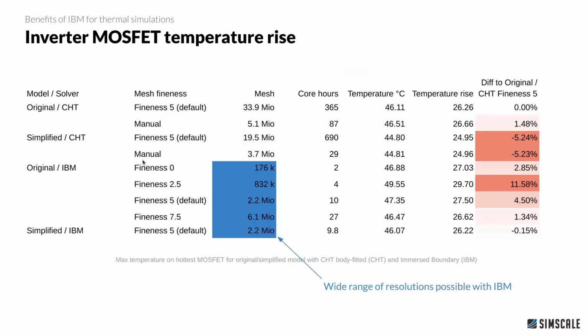For the IBM solutions, though, we can run a broad range of finenesses, so we can go very coarse, and we can do so for the original and simplified model. So we can run this without any simplification, right? And we have the same mesh fineness for the same sizes. So for the original and simplified, fineness 5, so our default sizing, results in almost the same mesh size. Here, down to the level of precision, exactly the same mesh size. But we already have decent results. So compared to the reference solution of the CHT solver, we are within 5% or even lower. And that is quite decent if you want to do early design studies.